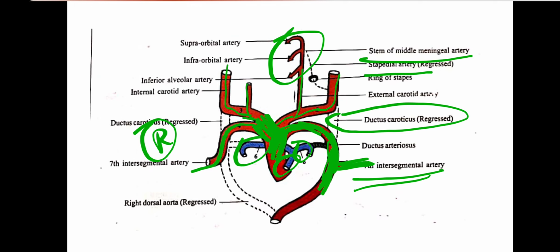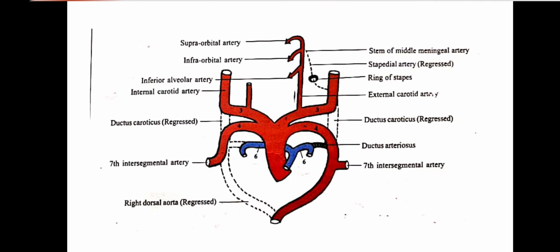And about the sixth arch, see here you have the pulmonary trunk, and here you have the right and the left pulmonary artery. So the distal part of the sixth arterial arch has regressed on the right side, whereas on the left side it maintains its connection with the arch of aorta.